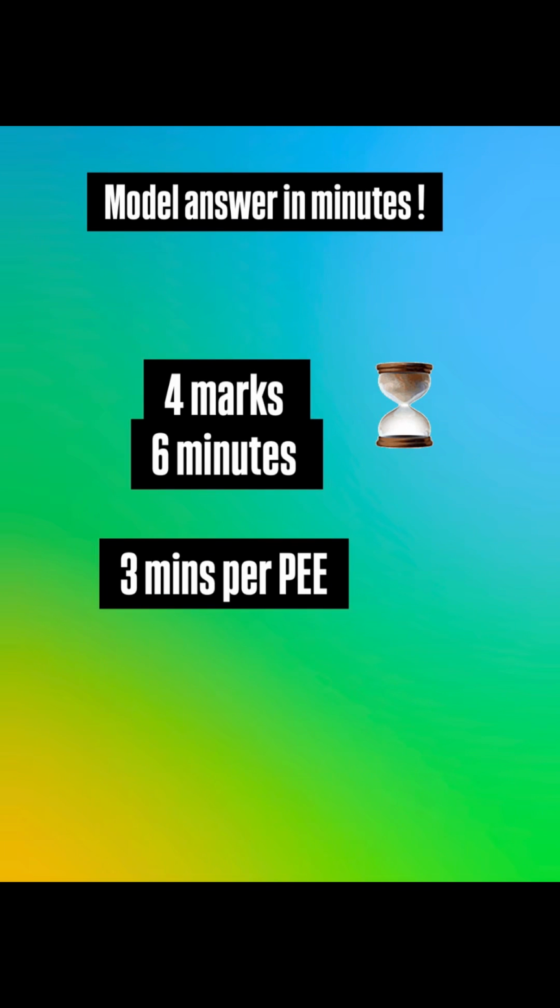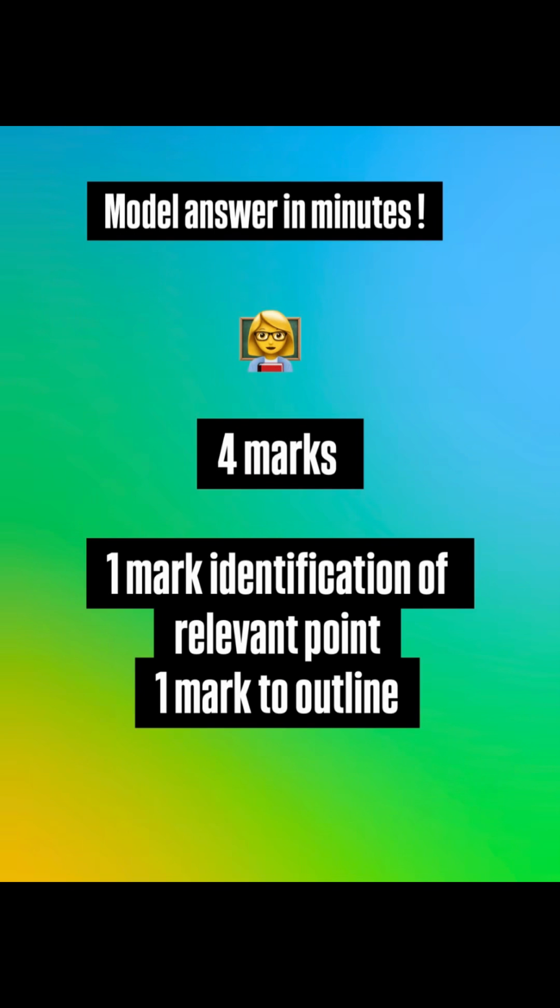So timing is everything, and A-star students tend to practice timed exam questions. Now, if it's a 4-marker, you shouldn't really be spending more than 6 minutes on it. That's roughly 3 minutes per P point. In terms of how this question is marked, it's 1 mark for a correct identification of either a relevant point, way, reason, whatever the question's on, and 1 mark to outline it successfully.